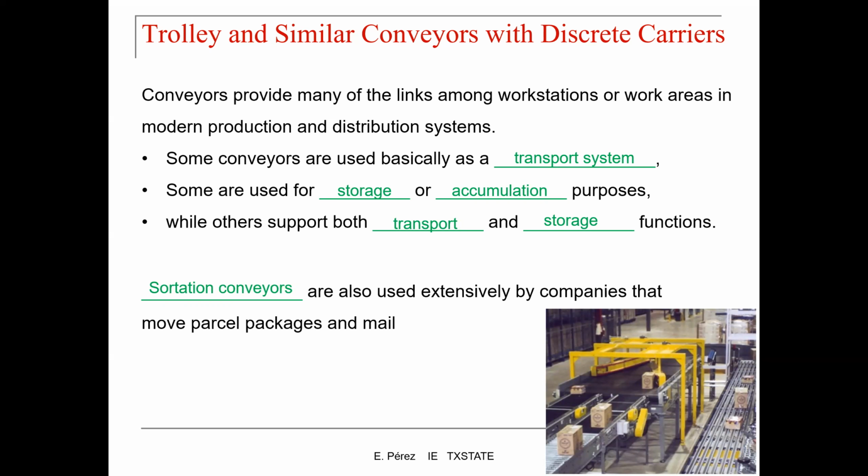For example, if you are in a warehouse and you have a number of trucks waiting for transportation purposes, then you will have these trucks parked in the right location, and the sortation conveyor will use sensors to distribute the items or the packages that will go to each one of the trucks.